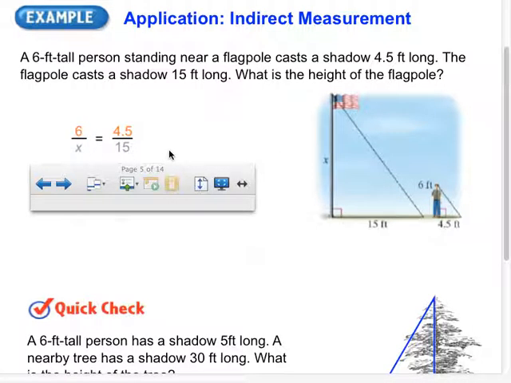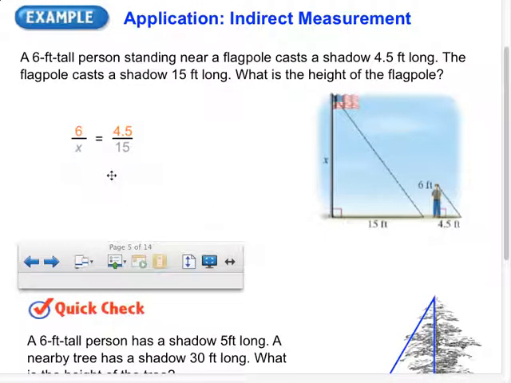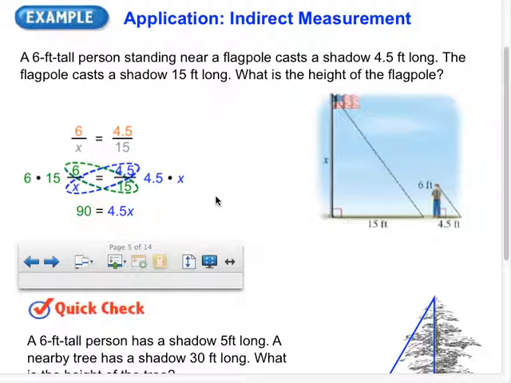Do you guys see how we set that up? Okay, and I'm trying to color code it so you guys see where everything's coming from. Now, you guys know how to solve that. Cross product, here we go. So I got x times 4.5, and then 6 times 15. And I'm just going to tell you guys right now, that's 90 equals 4.5x. Now, how am I going to get x by itself?